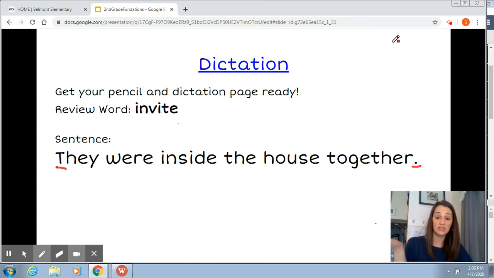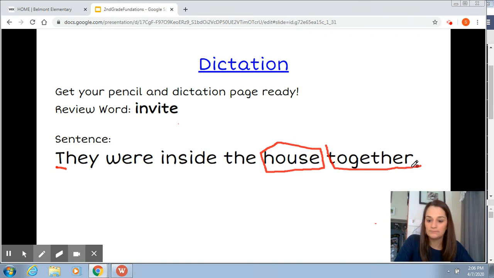They always start their sentences with capital letters and end them with punctuation marks, whether it's a period, or if you're asking a question, you would end in a question mark. If you're saying something exciting, you would end in an exclamation point. You get the point, okay? So our trick words are house and together. So if you have your word cards from your packet, you can use them to help you write sentences from the lesson.